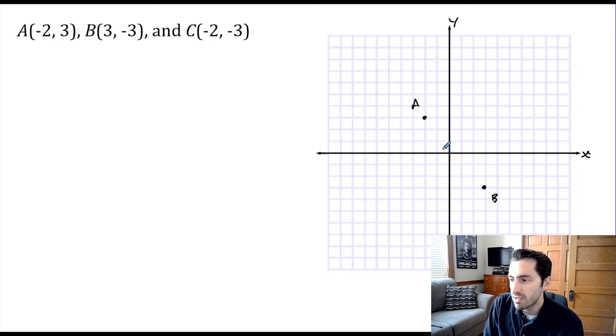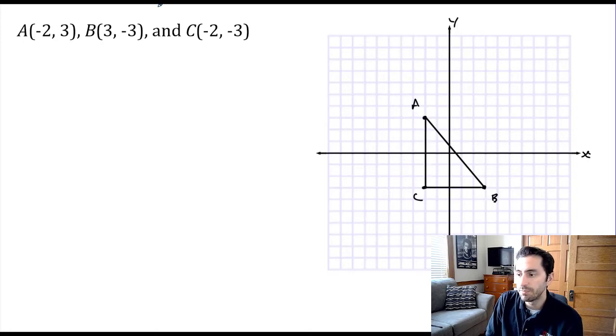And then our last point C is -2, -3. So we go -2 in the x, -3 in the y. So there's our 3 points. I'll connect these together to make a triangle. Okay, so here's our triangle. Now, one thing I note right away is I have a vertical segment and I have a horizontal segment. So this is actually a right triangle. So we have a right angle right here.